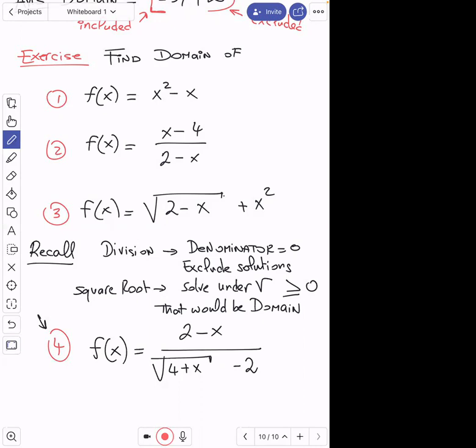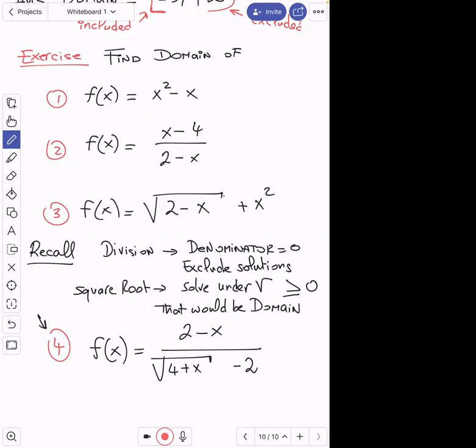All right. Do you need more time, guys? Anyone needs more time? Well, at least to think about the first 3 functions. If you have trouble with number 4, that's fine, because I think that's the first example where we have both division and square root. But I hope you got the answer for number 1, 2, and 3.